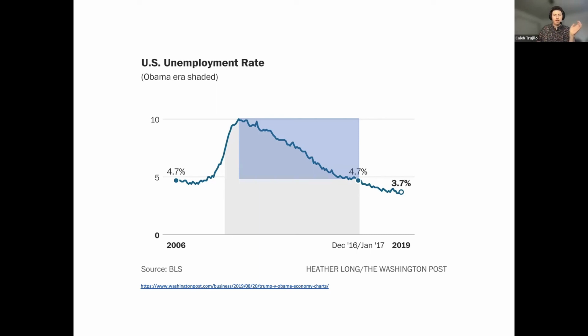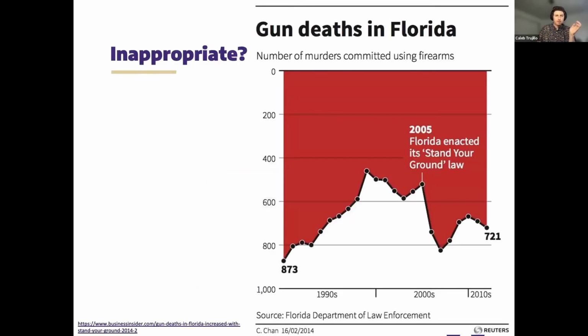The title is Gun Deaths in Florida. This is from a news article in Business Insider, but they're using data from the Florida Department of Law Enforcement.